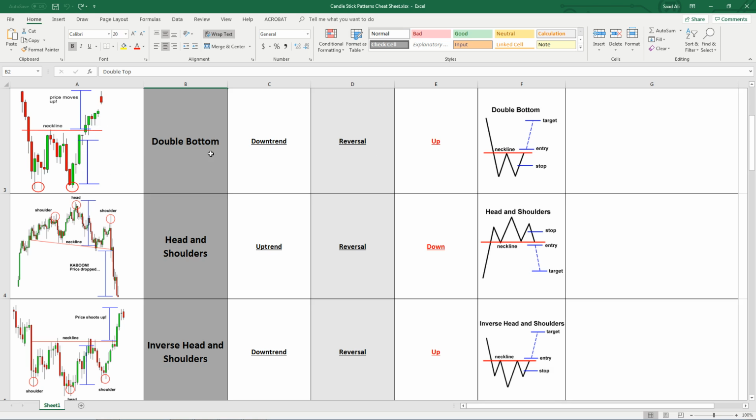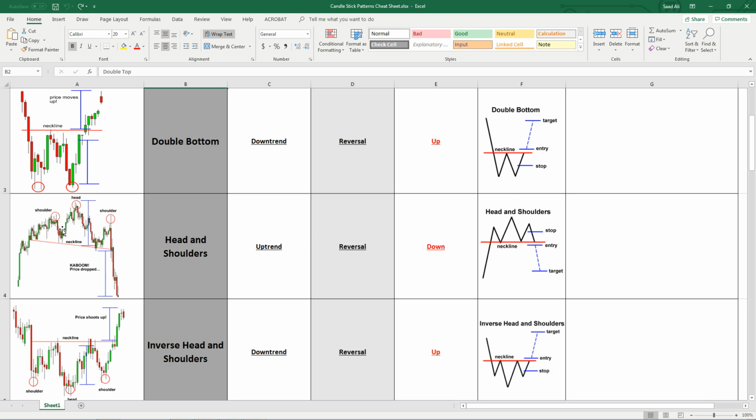And look, you can see price went up. And this is how you would trade it. Double bottom, it's a reversal pattern, and the next move is up. That would be your target. This is where you could place a buy order, and this is where your stop loss would be.